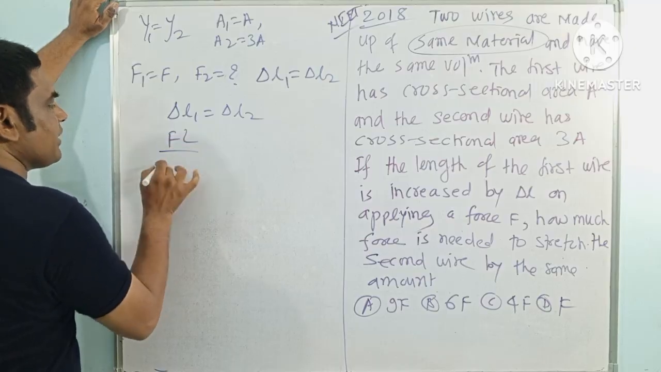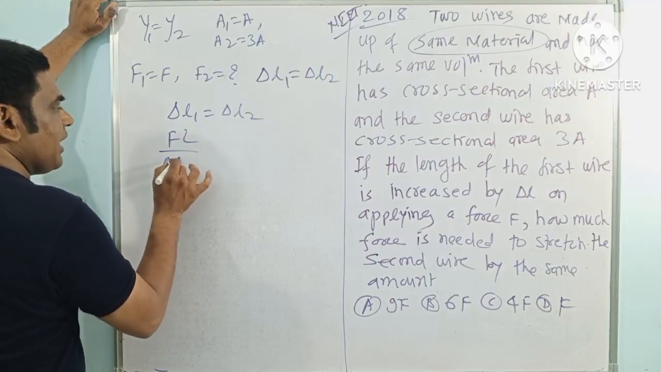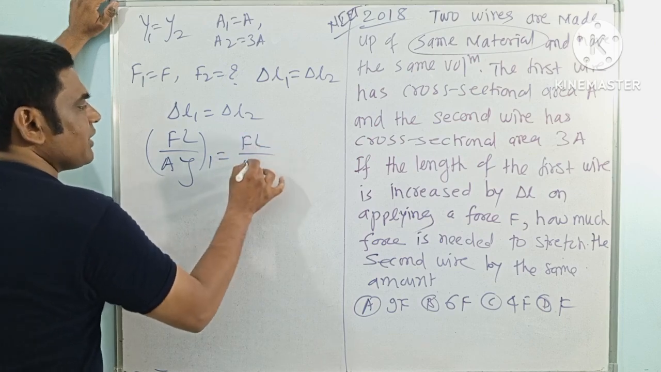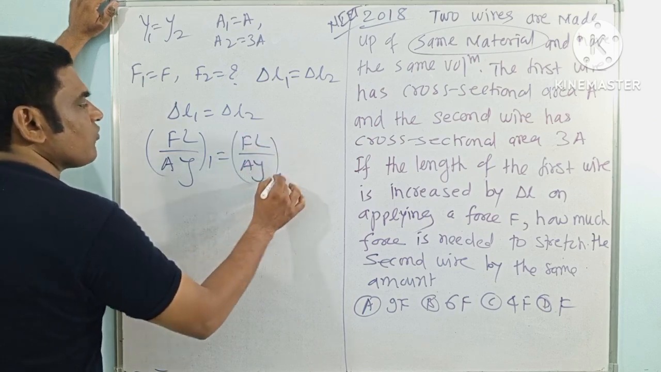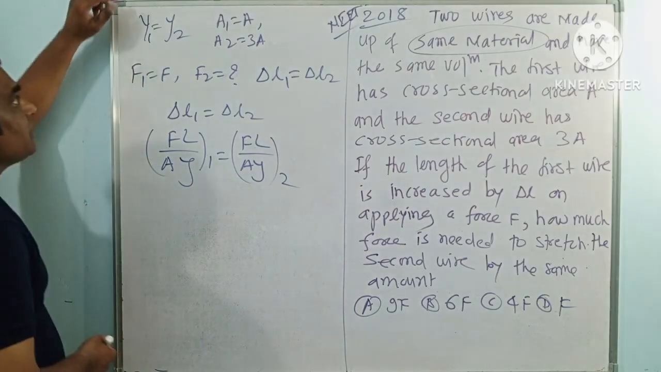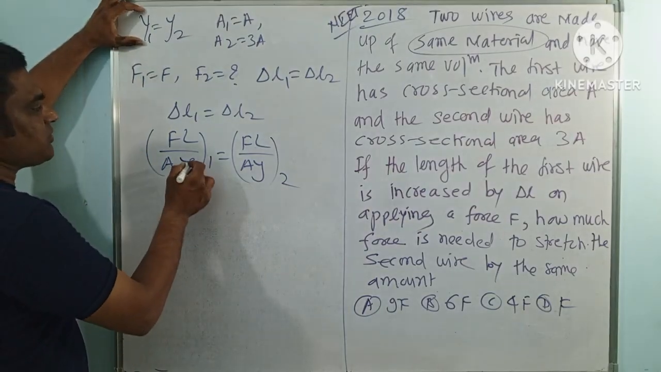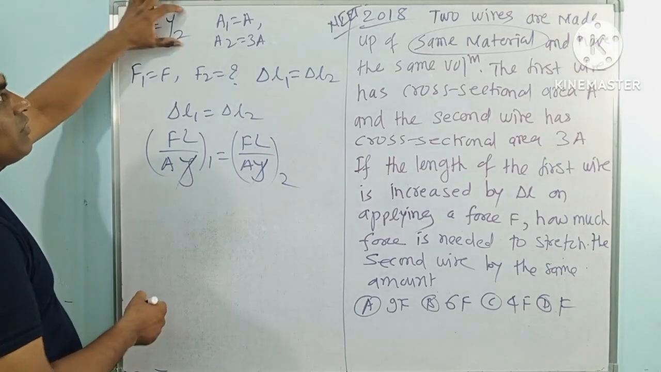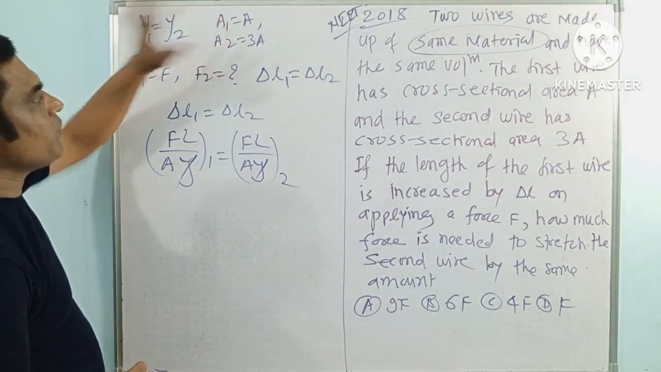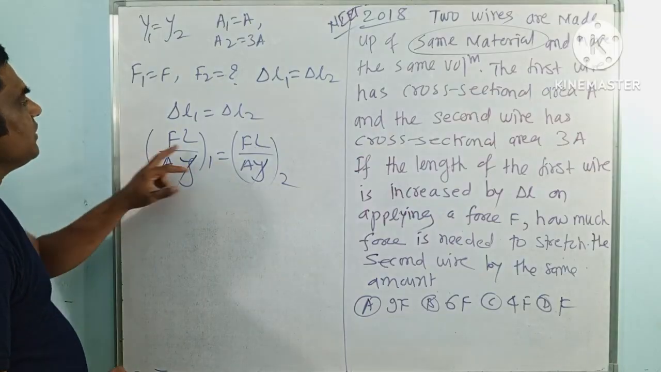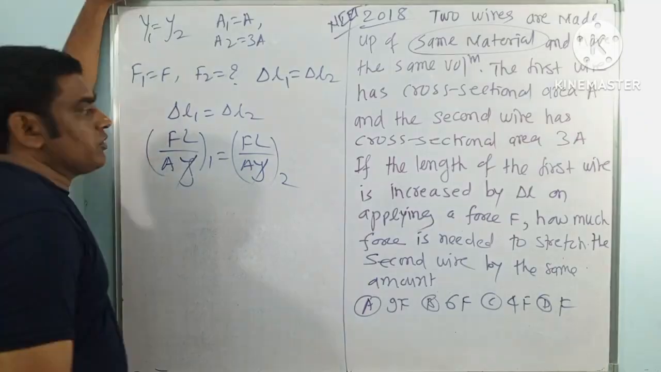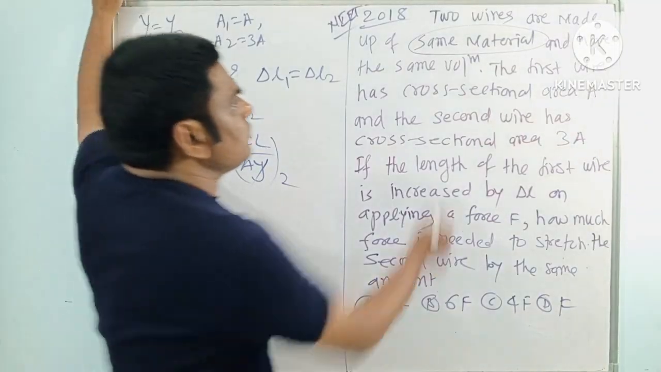So F L divided by area into Young's modulus of wire 1 is equal to F L divided by area into Young's modulus of wire 2. Correct or not? Here the Young's modulus, Y1 and Y2, is the same, so that will get cancelled. Then this area you can put in. Then what about length? L1 and L2 are there? No. So how to calculate this L1 and L2?